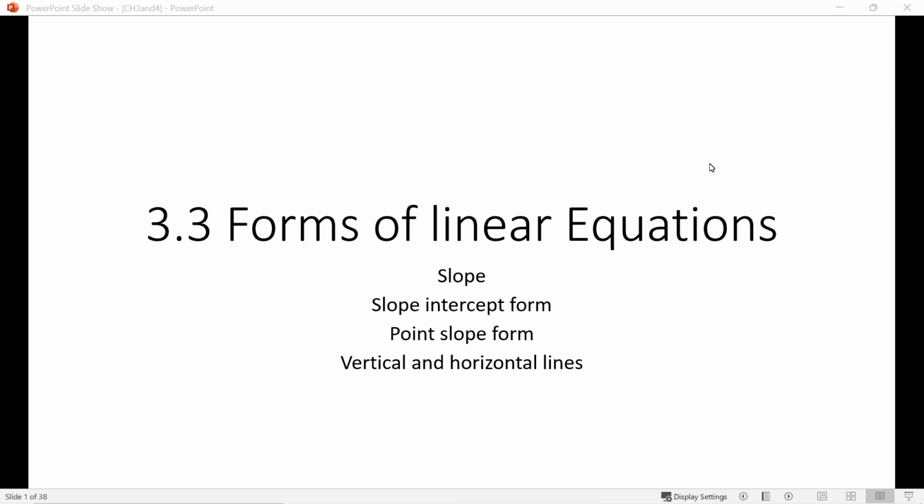This is the only section I'm going to create a lecture on from chapter 3. But it really overlaps with some of the other sections in chapter 3. So I hope it's a comprehensive lecture here. A lot of this stuff should be things you have already seen.